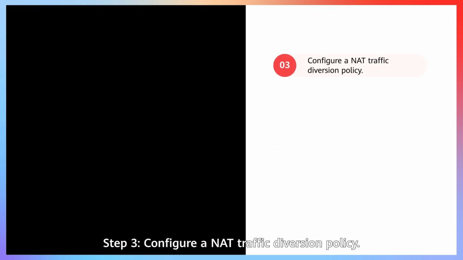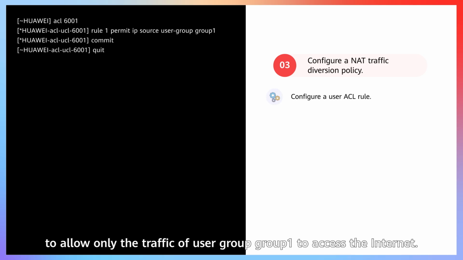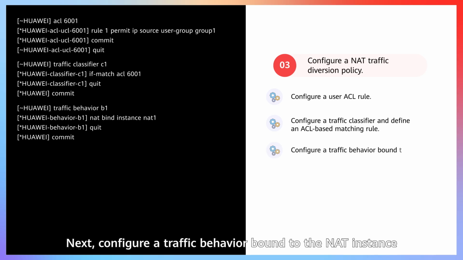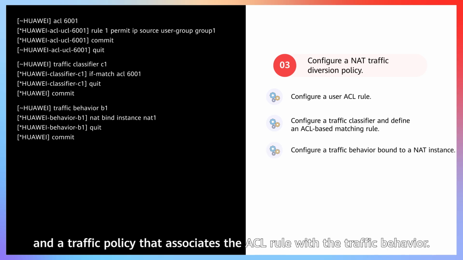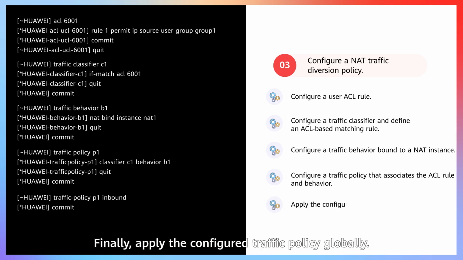Step 3. Configure a NAT traffic diversion policy. First, configure a user ACL rule to allow only the traffic of Group1 to access the internet. Then, configure a traffic classifier and define an ACL-based matching rule. Next, configure a traffic behavior bound to the NAT instance and a traffic policy that associates the ACL rule with the traffic behavior. Finally, apply the configured traffic policy globally.